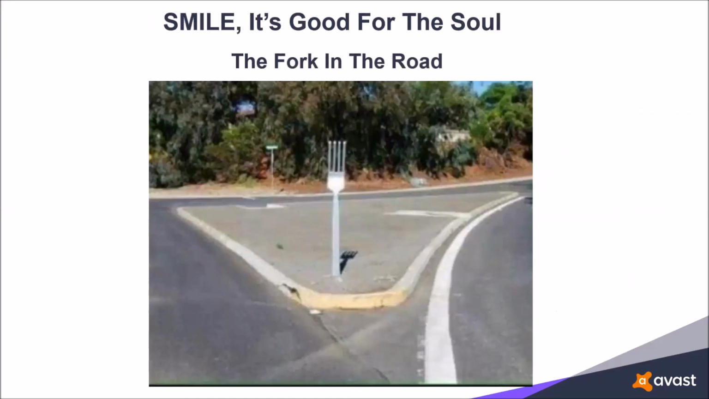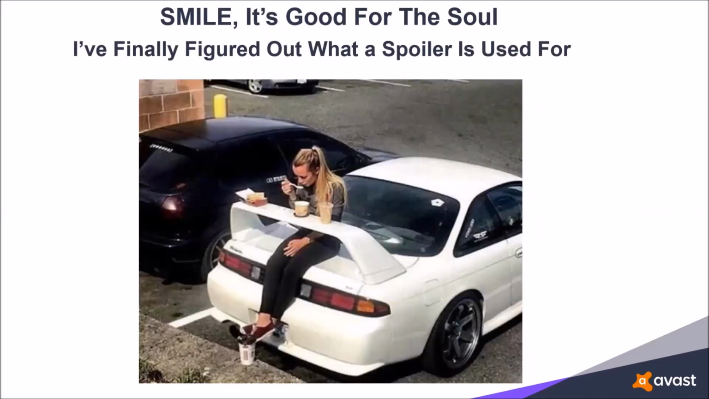We've now come to a fork in the road. Please don't sit on this one, it may hurt. It took me quite some time, but I finally figured out what that spoiler in the back of the car is actually meant to be used for. Just don't have your lunch back there while the person's doing 80 miles an hour. That's not safe.